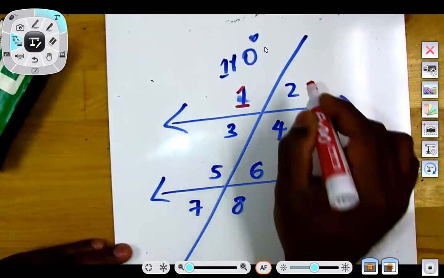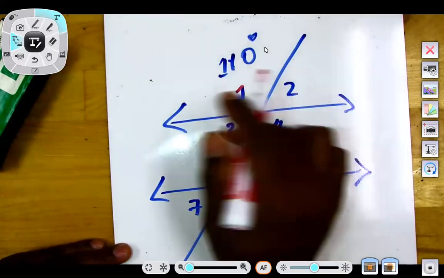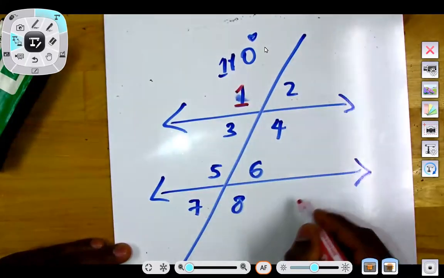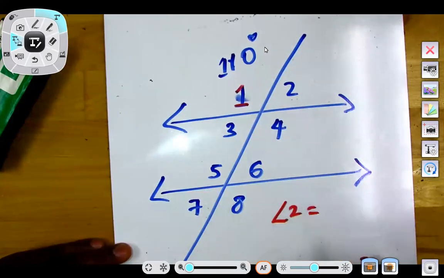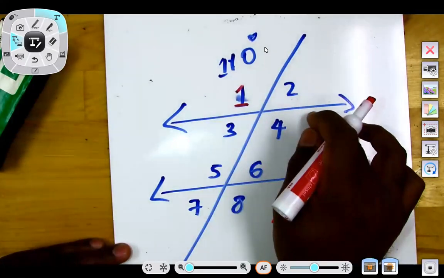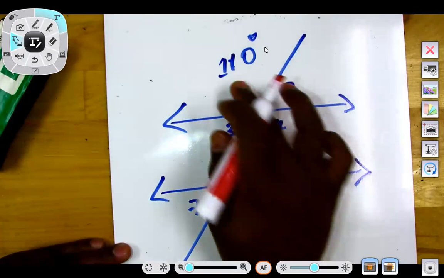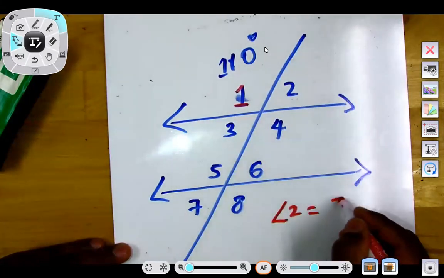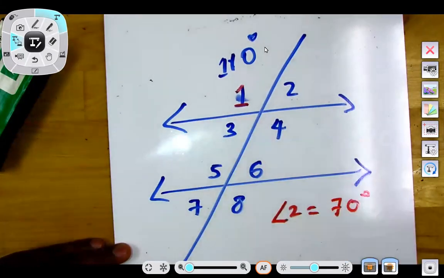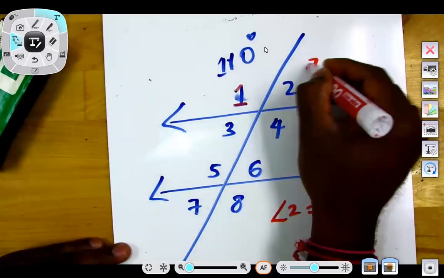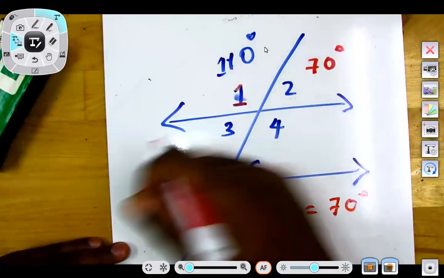So what is the next angle? If it's a straight line, what is number 2? So angle 2 is going to be what? The straight line is 180. We have 110. What is angle 2? It's going to be 70 degrees. So I can give you one angle, and you will find out everything.